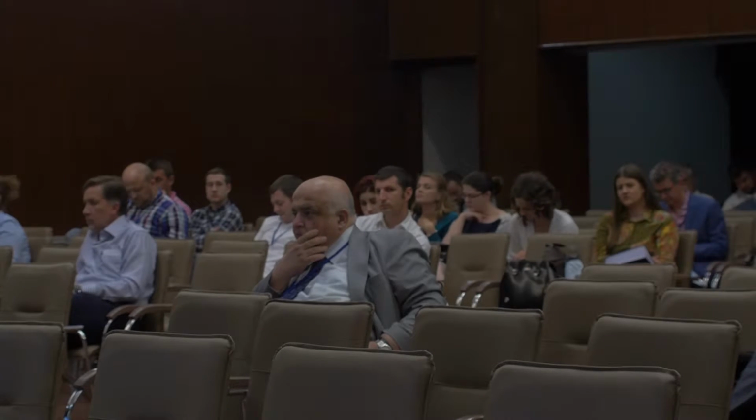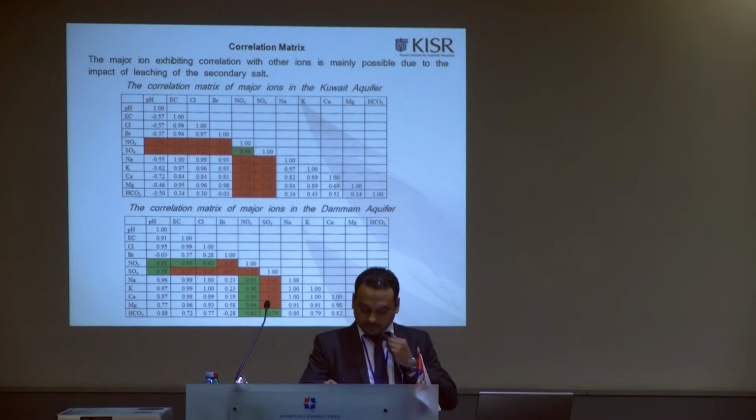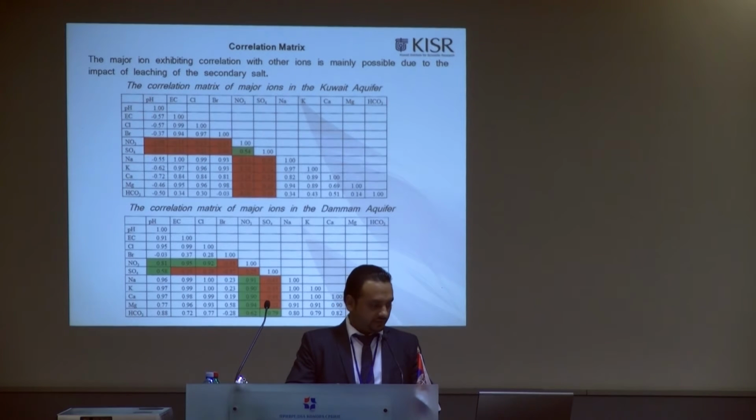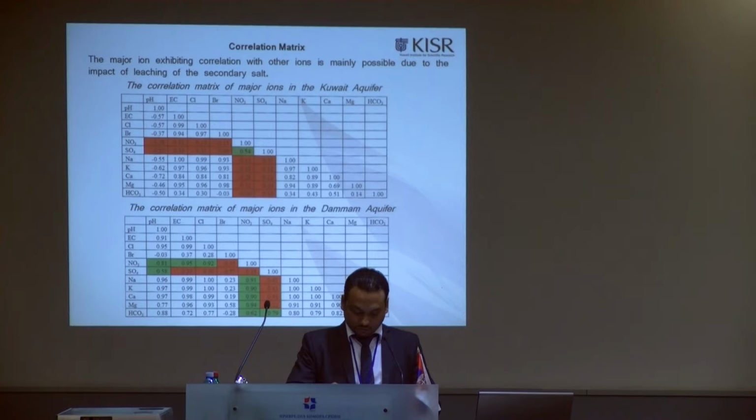The statistical correlation of hydrochemical ionic species of the groundwater of the Kuwait Group aquifer shows good correlation between different ions. Chloride showed good correlation with calcium and magnesium, which indicates leaching of secondary salts or dolomite dissolution. Nitrate is not showing any correlation with other ions except a good correlation with sulfate, which indicates the influence of oil field gas or similar sources.